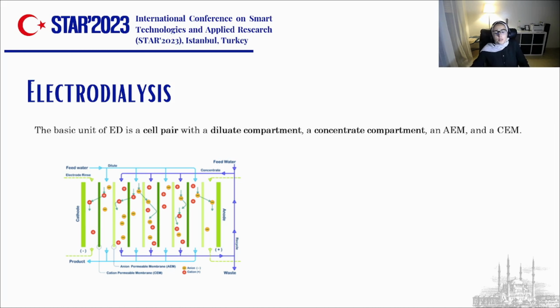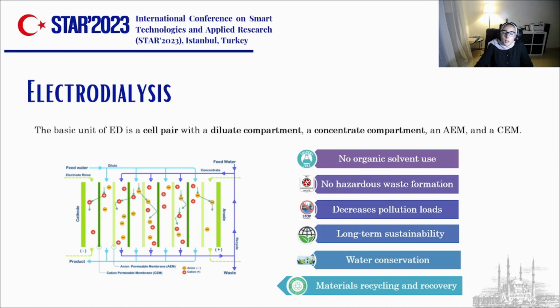Different electrodialysis processes exist, such as reverse electrodialysis or electrodialysis reversal, bipolar membrane electrodialysis, deionization, and many other processes. The benefits of electrodialysis: it doesn't use any organic solvents, there is no hazardous waste formation, it decreases the pollution loads, and it's a long-term sustainability process. It helps in water conservation, but it is also important in materials recycling and recovery.